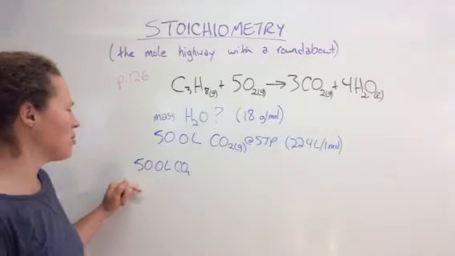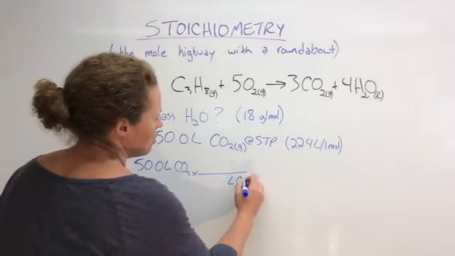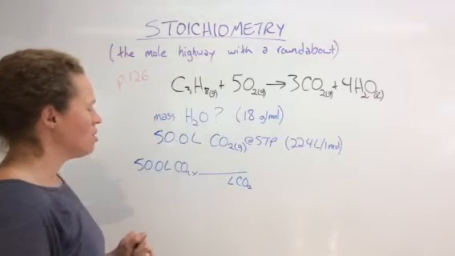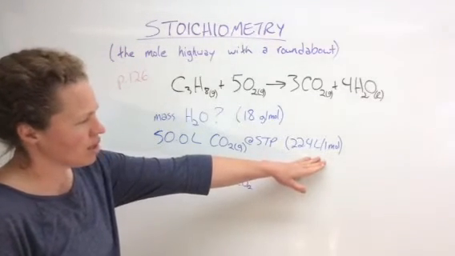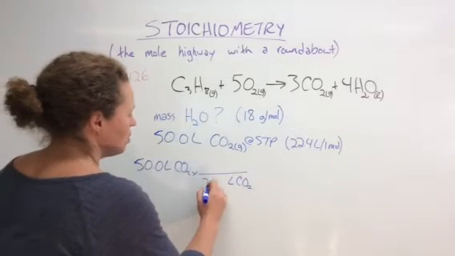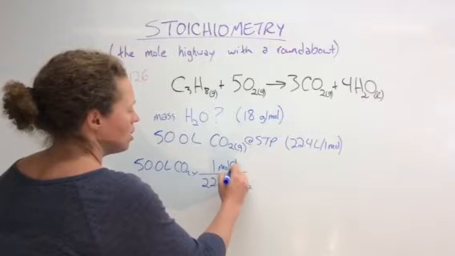Now we start with the thing we're given, which is 50.0 liters of carbon dioxide, and then we immediately want to get rid of those liters of carbon dioxide. So I want to use my conversion with liters right away. I've got 22.4 liters for every 1 mole of carbon dioxide.